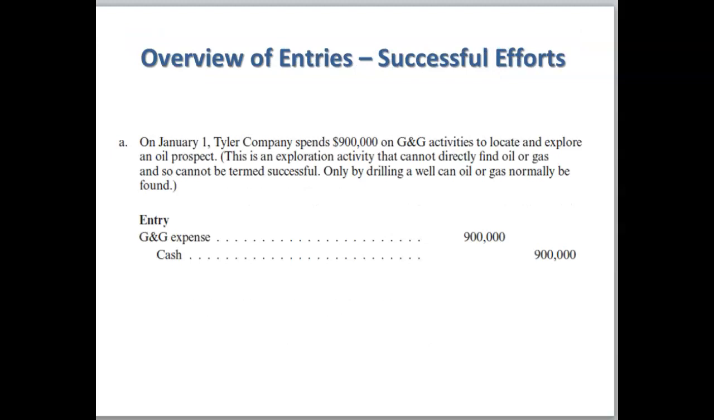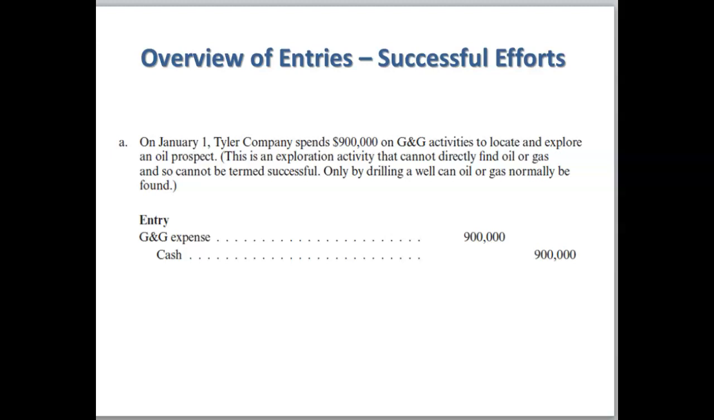Now we're going to start looking at some actual journal entries. What I've done is I've taken some examples out of the book, and I know you can just read them when you read the chapter, but I wanted to walk through some of the more significant journal entries and examples so we can discuss them as we go. This example is on page 53 in your book. So again, it's just an overview of some of the entries with successful efforts.